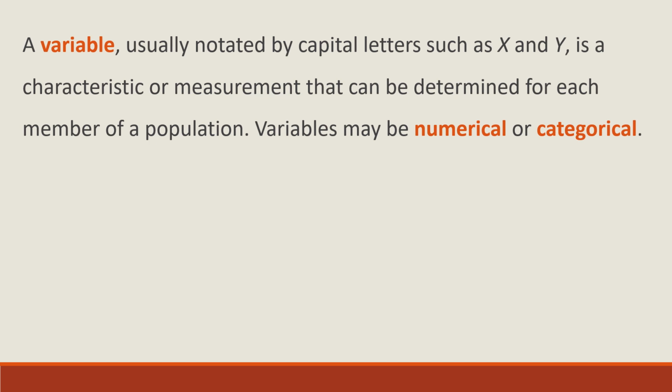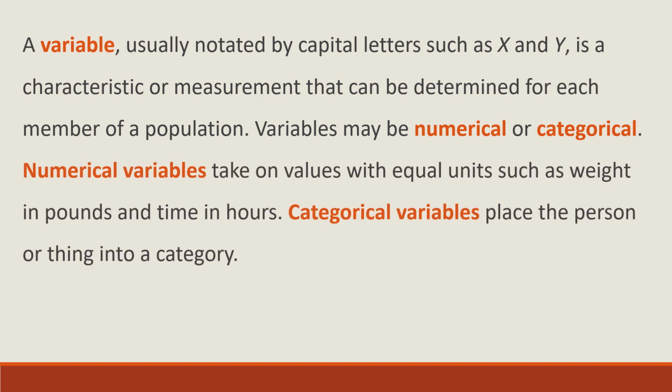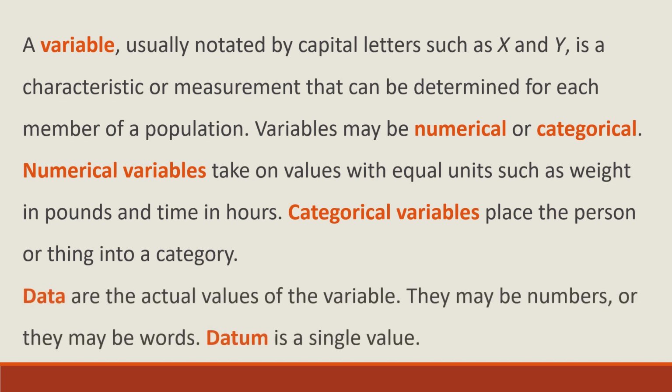A variable, usually notated by capital letters such as X and Y, is a characteristic or measurement that can be determined for each member of a population. Variables may be numerical or categorical. Numerical variables take on values with equal units such as weight in pounds and time in hours. Categorical variables place the person or thing into a category. Data are the actual values of the variable. They may be numbers or they may be words. Datum is a single value.